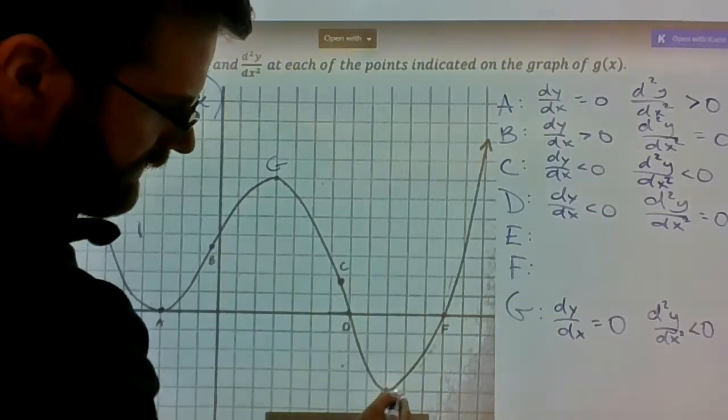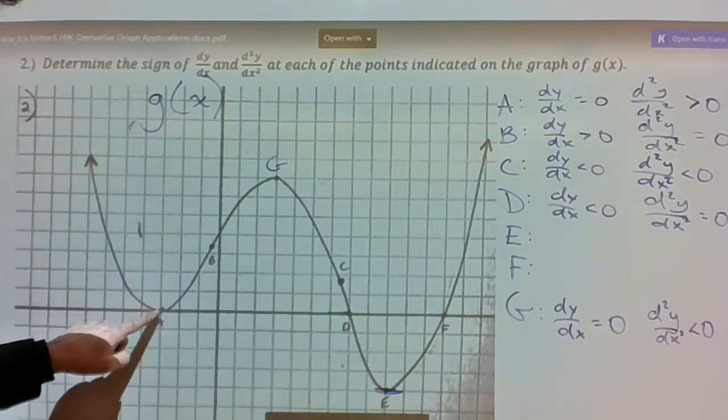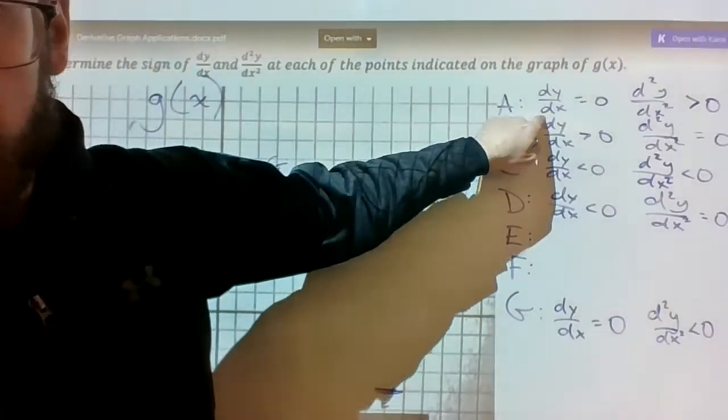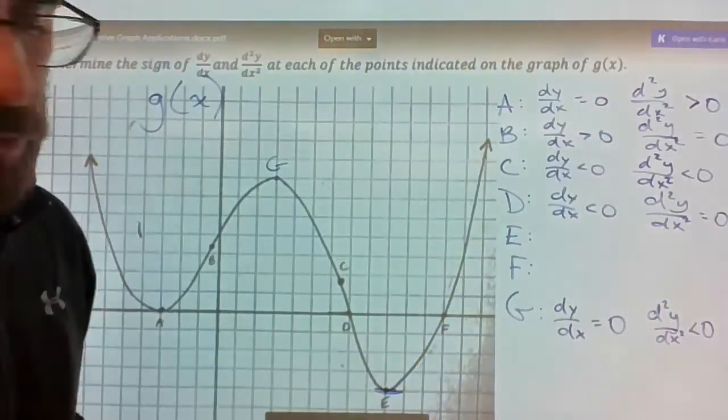E, it's one of those bottom feeders. It's going to have the exact same situation as A. A and E are identical. Derivative is 0. Second derivative is concave up, greater than 0.